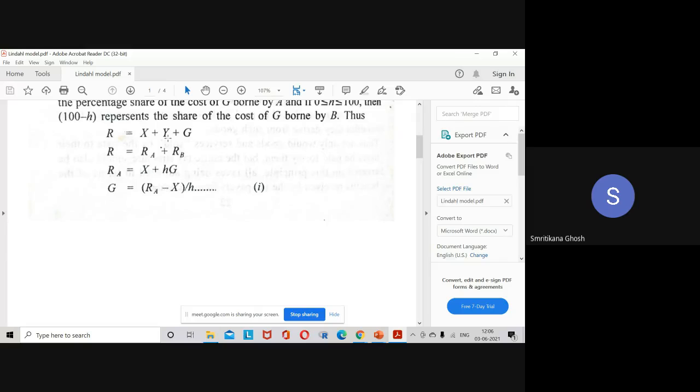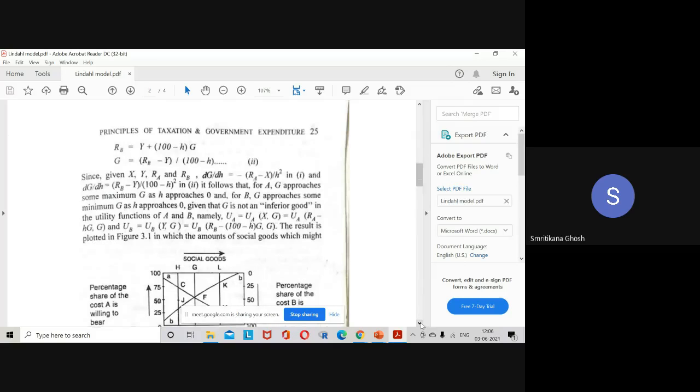So one private good, one public good. The total income is R. RA is the income of individual A and RB is the income of individual B. So this is the income constraint for individual A, where we are assuming the price of the private good is just one, and H is the expenditure share for the public good by individual A. So 1 minus H is the share for individual B. From here we are getting these things, and finally we are here.